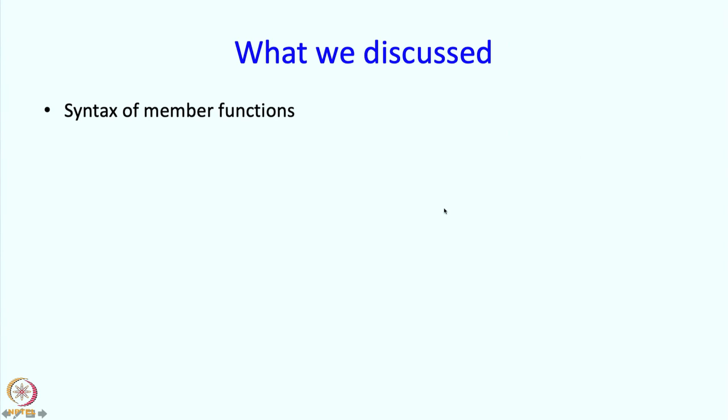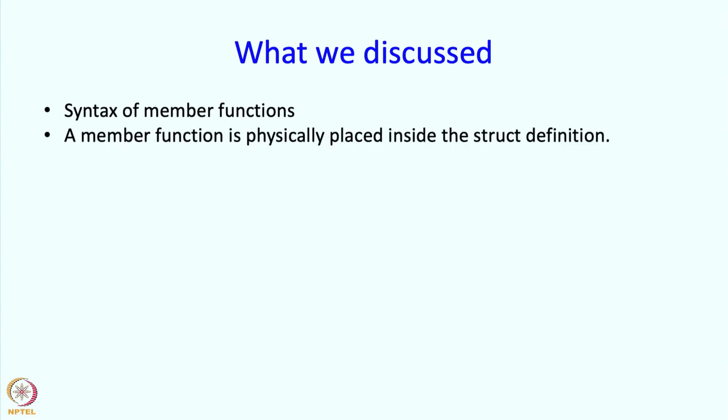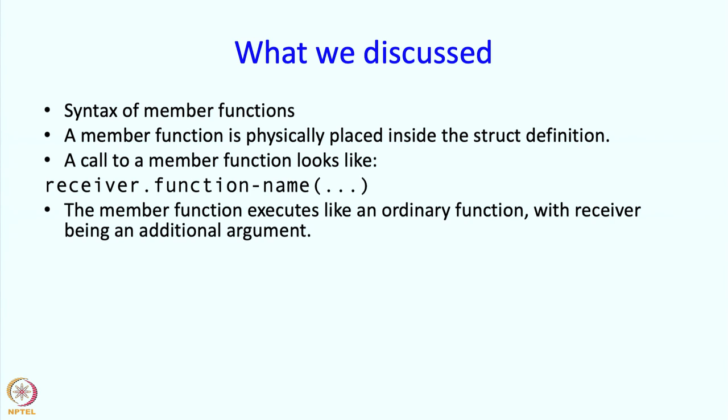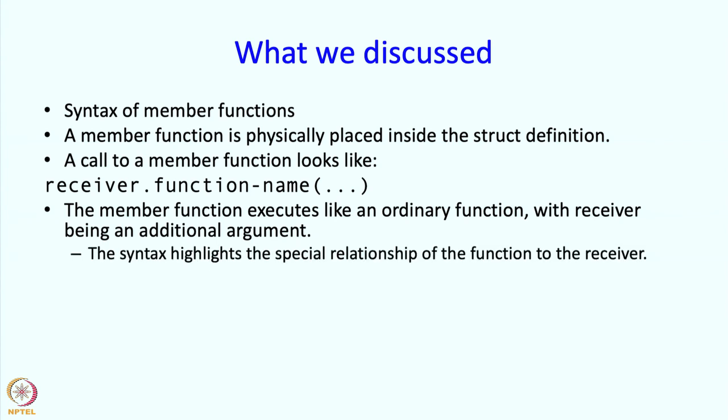So what have we discussed? We have discussed the syntax of member functions. We have said that a member function is physically placed inside the struct definition, and that a call to a member function looks like receiver dot function name followed by the arguments. The member function executes like an ordinary function, with the receiver being an additional argument, and the syntax makes the receiver look very different, and indeed it is very different. It has a special relationship.